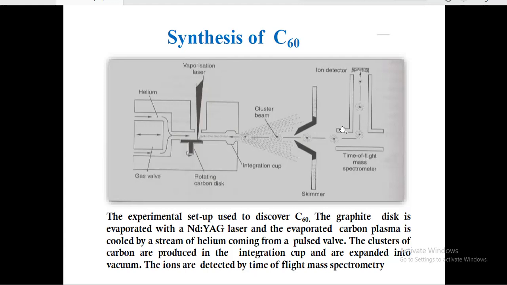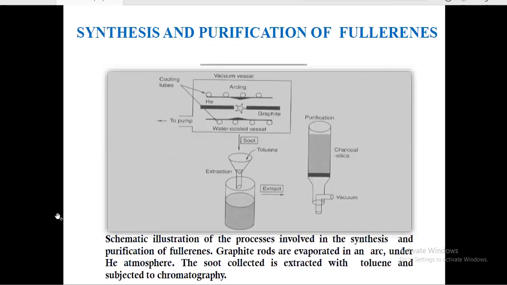So it's going towards a vacuum, and the ions which are produced are detected by time of flight mass spectrometry. As the cluster beam goes through, the ions go through here, and a certain time of flight is measured for particular ions, and the ions are detected. On the basis of this, differentiation is made between particular forms of ions. Here we can see a schematic illustration of the processes involved in the synthesis and purification of fullerenes. Basically, graphite rods are evaporated in an arc under a helium atmosphere. The soot collected is extracted with toluene and subjected to chromatography.